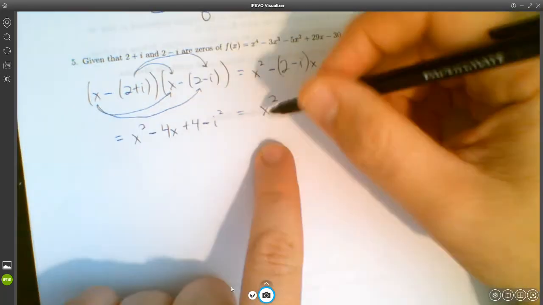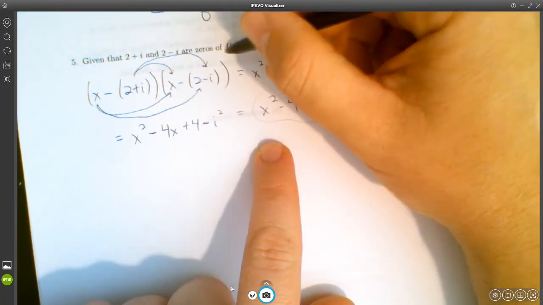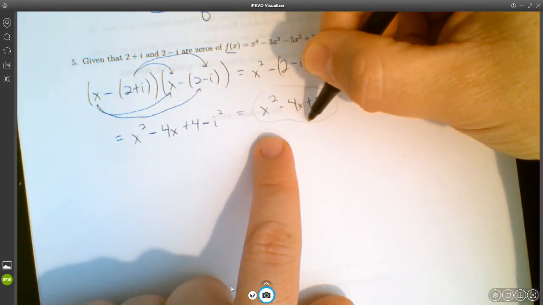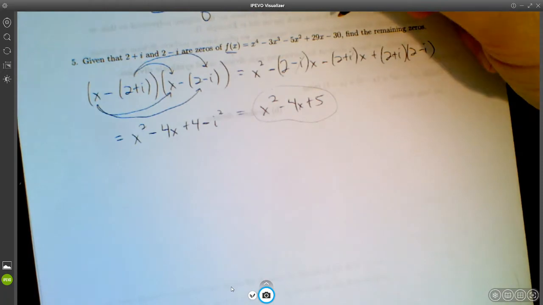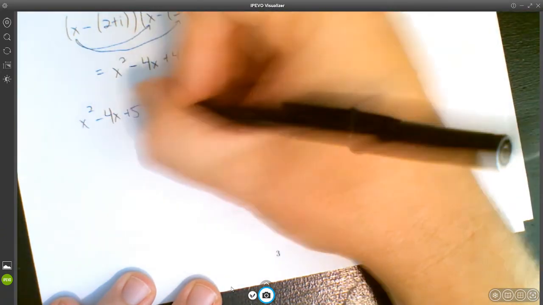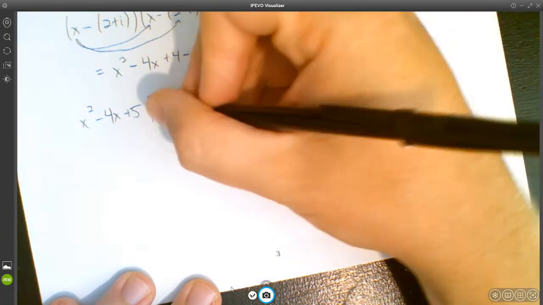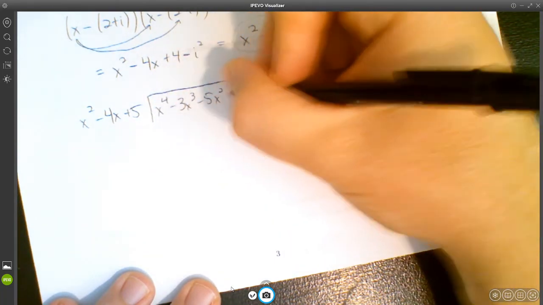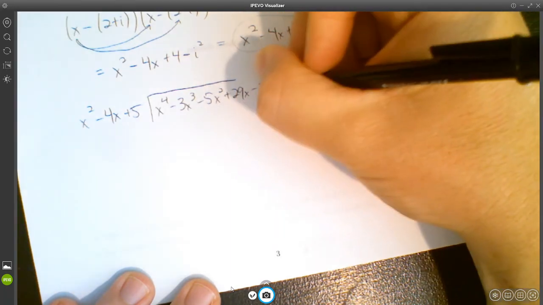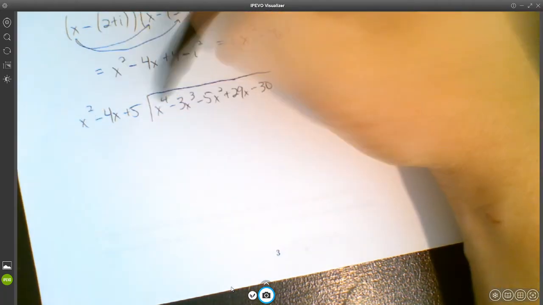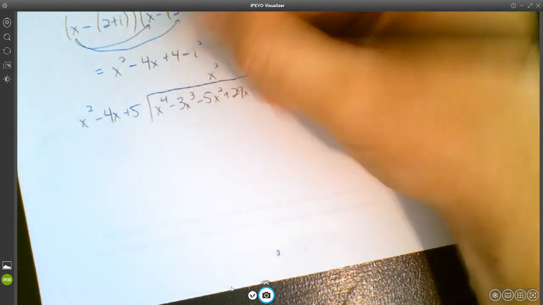Okay. But I know now that this polynomial is a factor of f, which means when I divide f by this polynomial, I should get a polynomial back out with no remainders. So let's do the division. x squared minus 4x plus 5 into x to the fourth minus 3x cubed minus 5x squared plus 29x minus 30. Now, what times x squared equals x to the fourth? The answer is x squared.